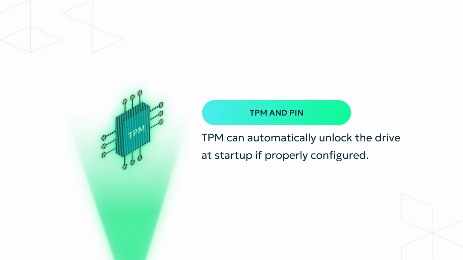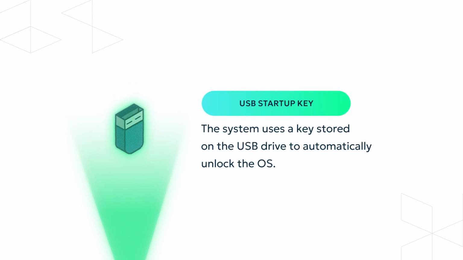If configured, TPM, Trusted Platform Module, and PIN can also unlock your drive. TPM can automatically unlock the drive at startup if properly configured. You can also reset TPM via BIOS/UEFI settings. A USB startup key can also unlock your drive if configured. The system uses a key stored on the USB drive to automatically unlock the OS. Be aware of issues like detection failures or key loss.